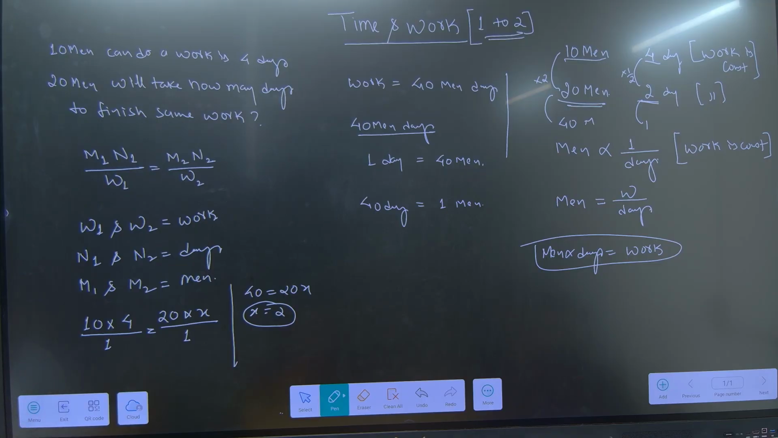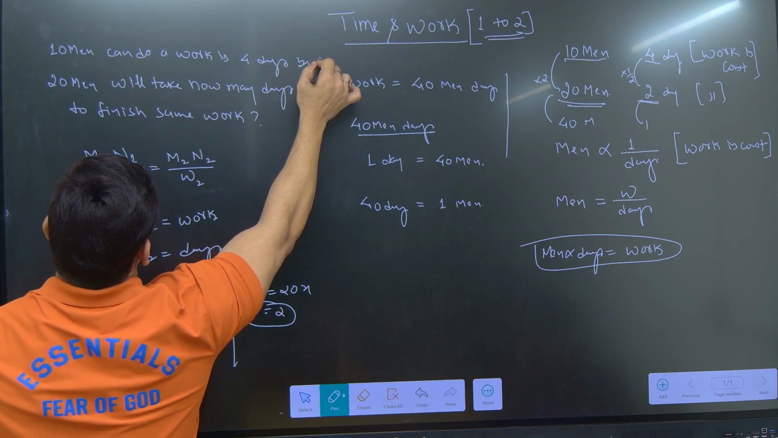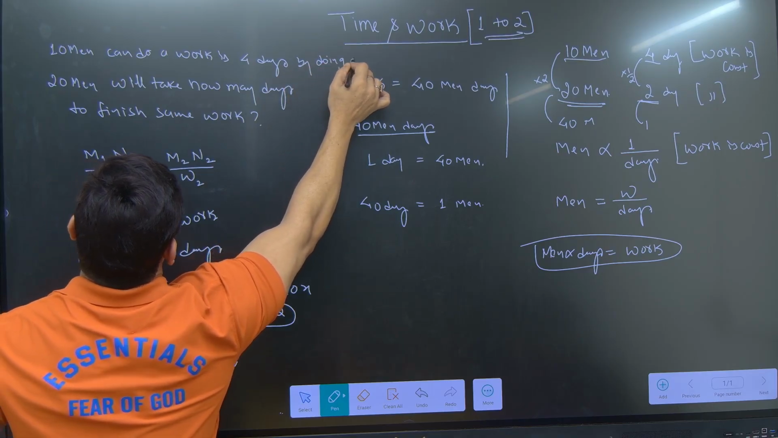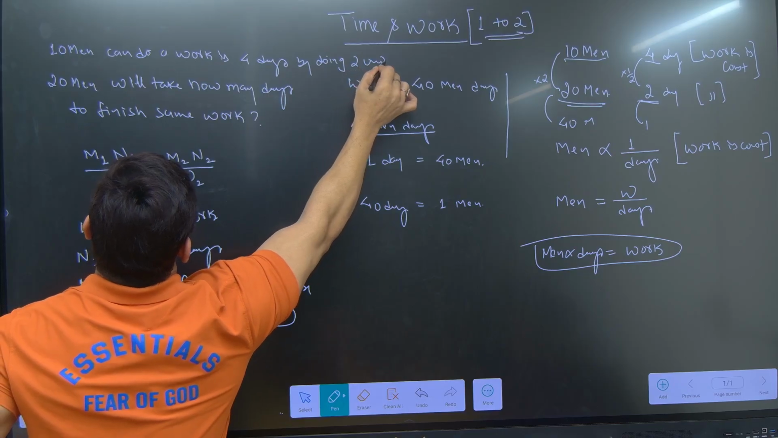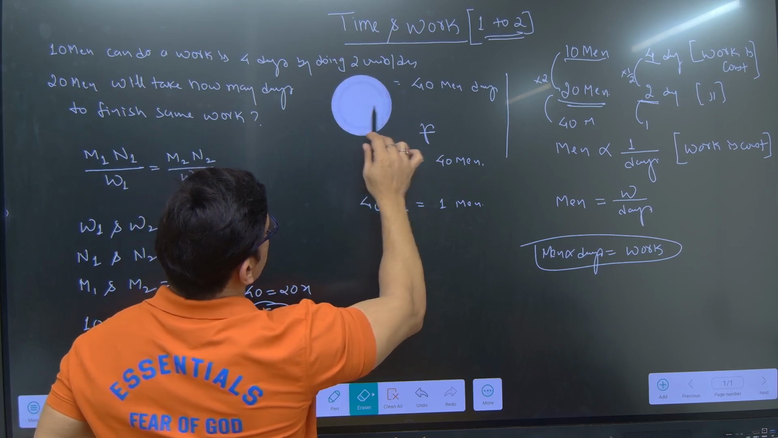Now in such cases when efficiency is also involved, efficiency is rate of doing work, right? Then how to solve this question? Then in the formula, there is one change when efficiency is involved. Suppose 10 men can do a work in 4 days by doing 2 units per day.